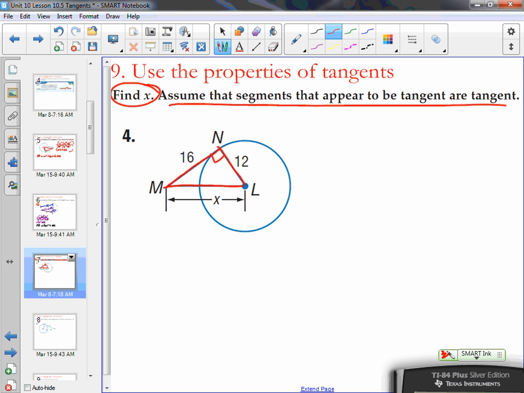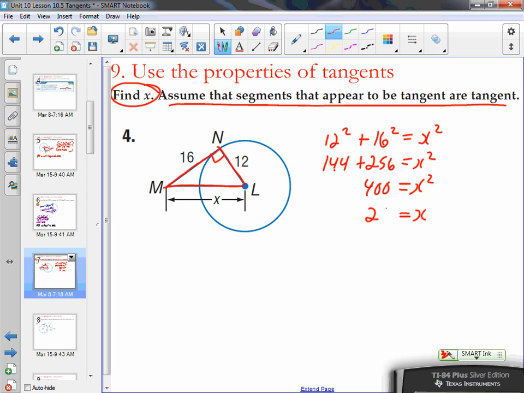Yeah, we can. Okay, so one leg squared plus the other leg squared equals the hypotenuse squared. Just make sure you call the right one. The hypotenuse is the segment opposite the right angle. Well, let's see. That'd be 144 plus 256 equals x squared, so that's 400 equals x squared. What's the square root of 400? 20. Sorry, 20.